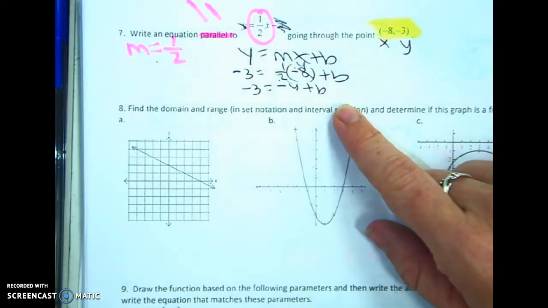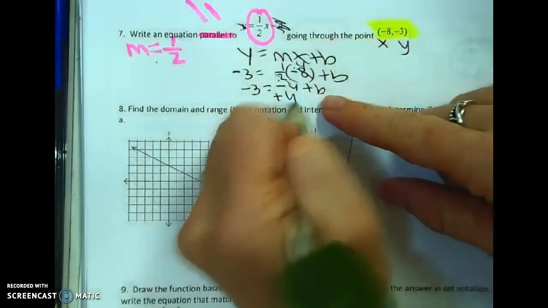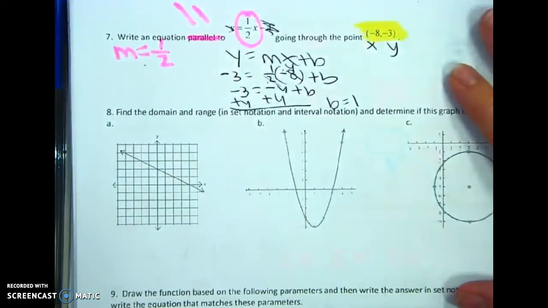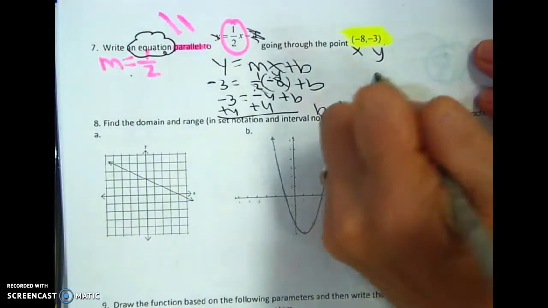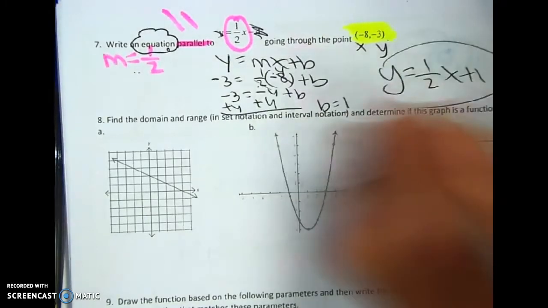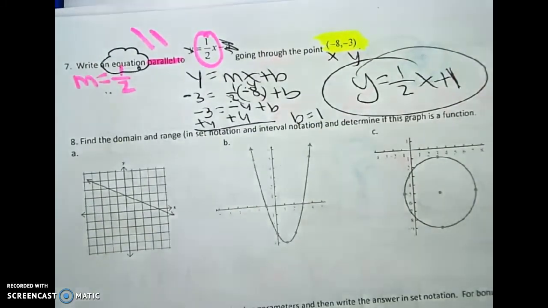Make sure you show me all your work. You can use a calculator, but you need to show me you didn't. +4 plus 4, b equals 1. Now be careful, because I asked for the equation, not the value of b. So the equation is y equals 1/2 x plus 1. Okay. All right.